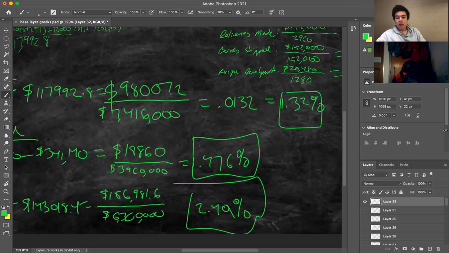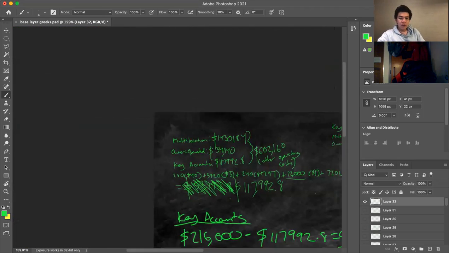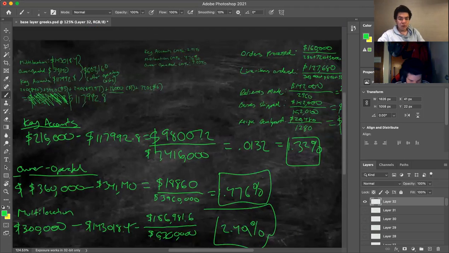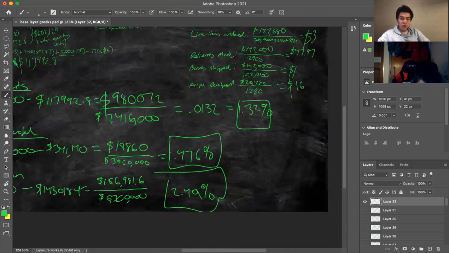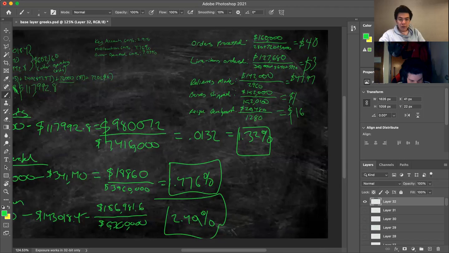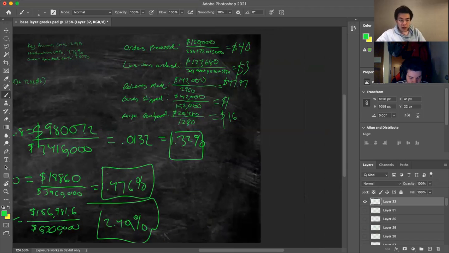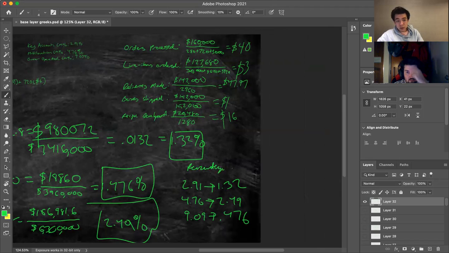So basically, let's look at the numbers, the percentages now compared to the percentages before. Okay. So basically, I'm going to try and write this out, but basically, key accounts. So 2.91 went to 1.32. 4.76 went to 2.49. And 9.09 went to 0.476. And these are all percentages. Okay. So what can we see from this?